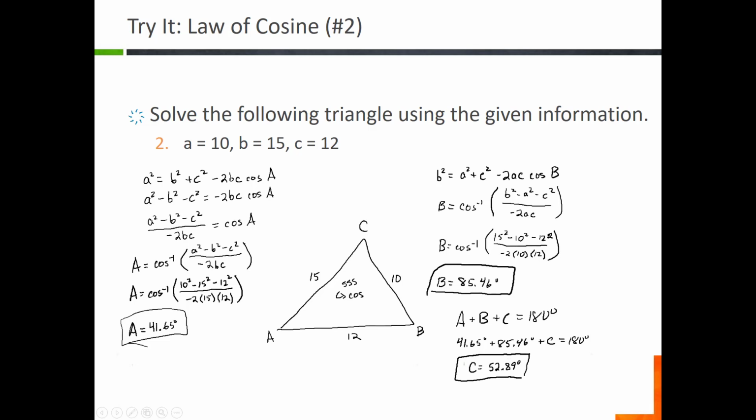Okay, so we were given three sides of a triangle, which is side, side, side, which is the law of cosines. We had to use the law of cosines equation twice to find two of the angles, and then once we found those two, we could easily find the third.